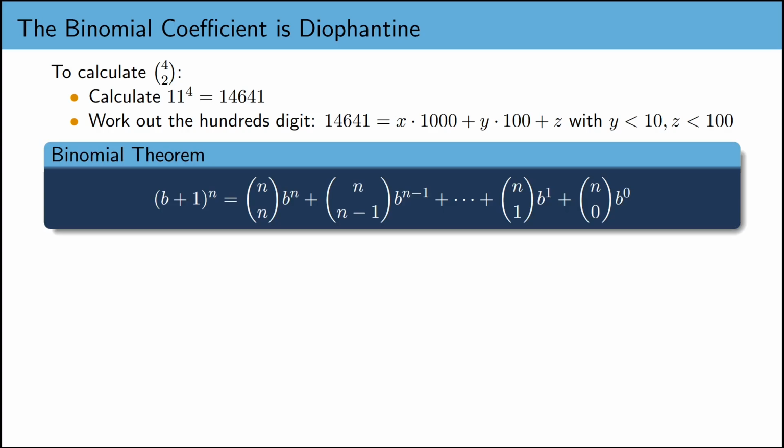The binomial theorem gives us this sum here. And as long as we pick a base b that's large enough that there's no carrying when we do this sum, the b to the kth digit of b plus 1 to the n in base b is the binomial coefficient n choose k that we're looking for. And again, it's really important to pick a large enough base b.